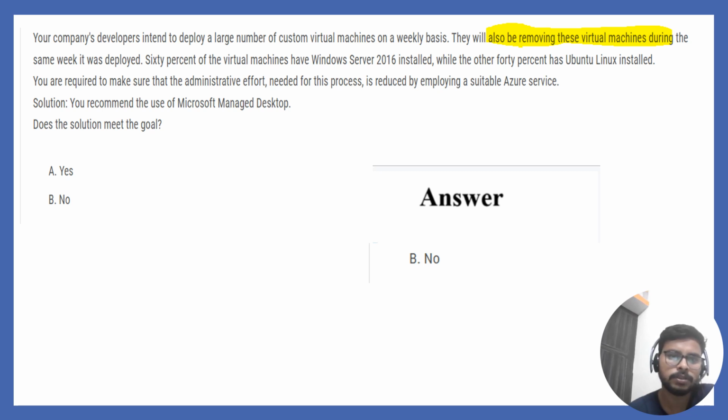The very first question is, your company's developers intend to deploy a large number of custom virtual machines on a weekly basis. They will also be removing these virtual machines during the same week it was deployed. 60% of the virtual machines have Windows Server 2016 installed, while the other 40% have Ubuntu Linux installed. You are required to make sure that the administrative effort needed for this process is reduced by employing a suitable Azure service. As a solution, you recommend the use of Microsoft Managed Desktop. So the answer for this will be no only.